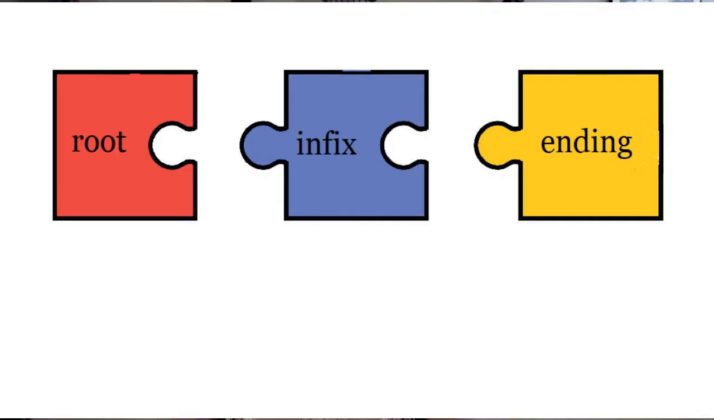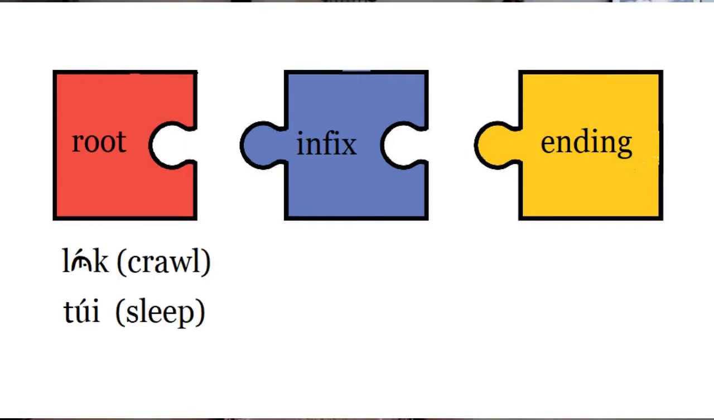Now, for the modern Maidu part of our class, we're going to invent some new words. Today, we're going to start inventing words using genuine Maidu parts. You already know about word roots, infixes, and endings, but let's review. Maidu words are like puzzles made up of three kinds of puzzle pieces. There's the root of the word like che, see, look, crawl or climb, and tui, sleep. You only need one of these for a word.